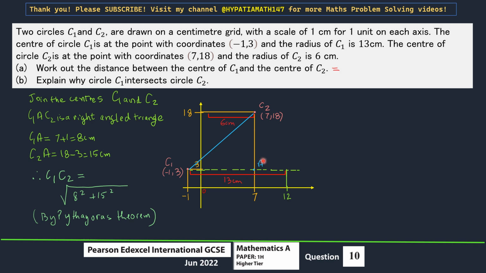Did I get it right? Yeah, I got it right. So then C1C2 is the square root of 289, and that is 17 centimeters.